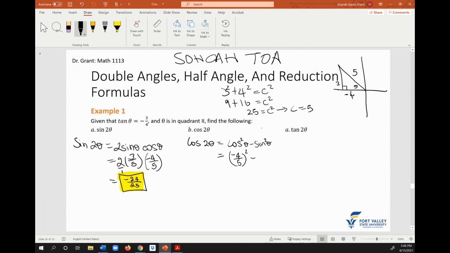Sine squared is going to be opposite over hypotenuse, and we're squaring that. So when you square a fraction, you square the numerator and denominator. So 4 times 4 is 16 over 25 minus 9 over 25, so we have 7 over 25. And that's your answer.